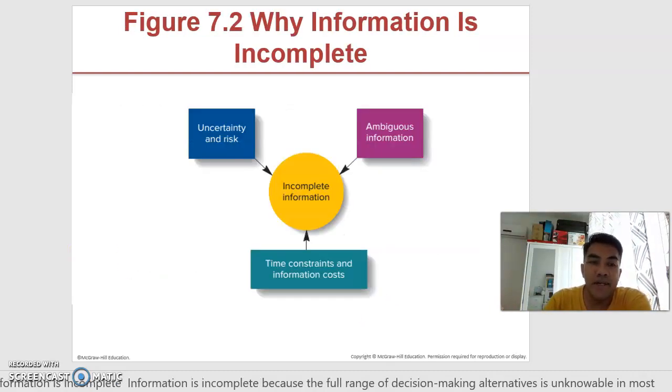And then we look into why information is incomplete: because of ambiguity, time constraints, and information cost. You need to pay for that particular information, and we don't have that luxury sometimes. And then uncertainty and risk.